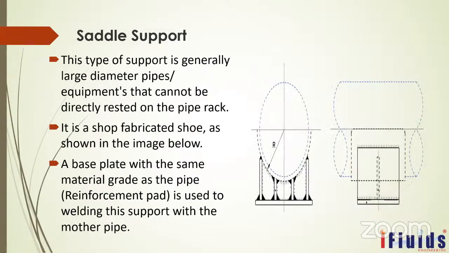And the next one is saddle support. You can see the picture. This is a saddle support. These types of support are generally used for large diameter pipes.